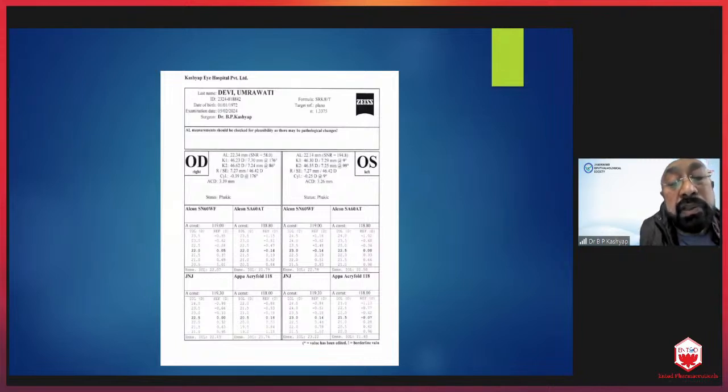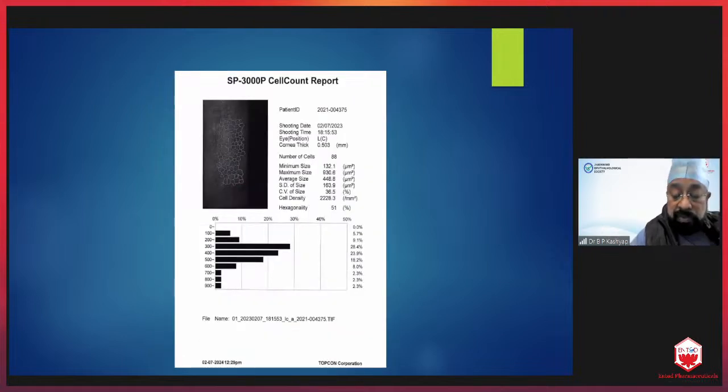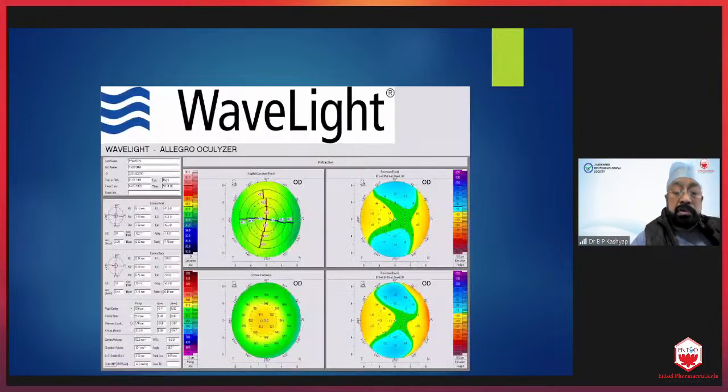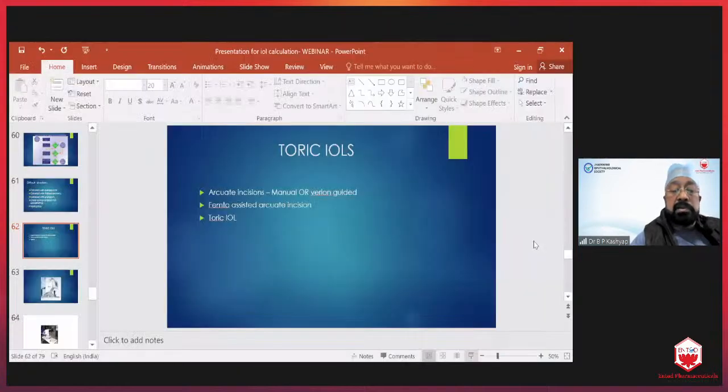And one of the things in the IOL Master, you will see that in the right eye, it's written AL 22.34 millimeters, SNR 58.0. What is SNR? Signal-to-noise ratio, which I learned very recently. If anybody knows about all this, I am interested to know more. And regularly we have to do the specular count, then wavelight is there to see, and that's it.